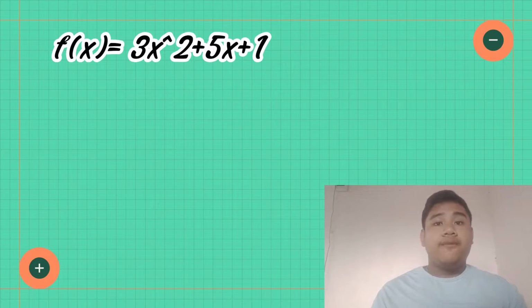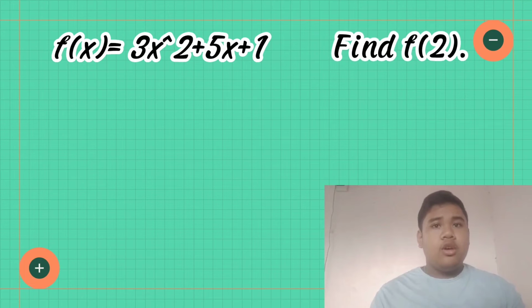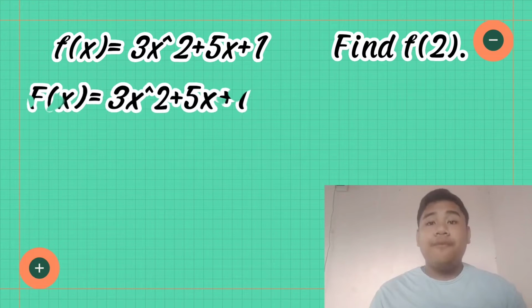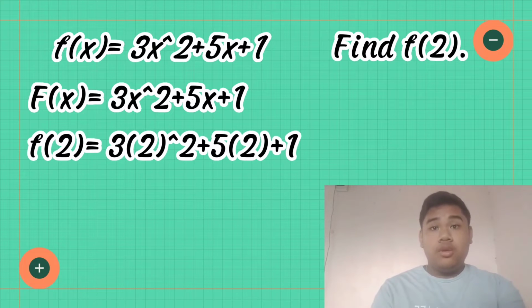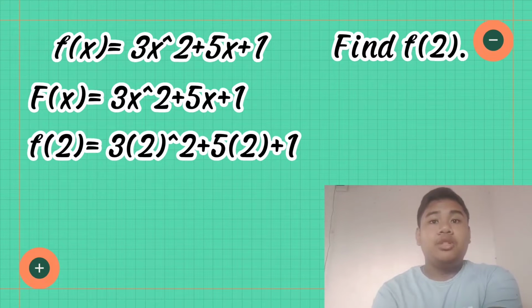Example: if f of x is equal to 3x squared plus 5x plus 1, find f of 2. We just need to put 2 in our x in the given example. So we have f of x is equal to 3x squared plus 5x plus 1. We have x in our 3x squared, and we have x in our 5x. So let's put 2 in our x. f of 2 is equal to 3 multiplied by 2 squared plus 5 multiplied by 2 plus 1.